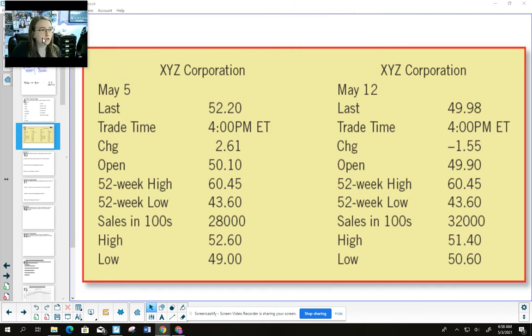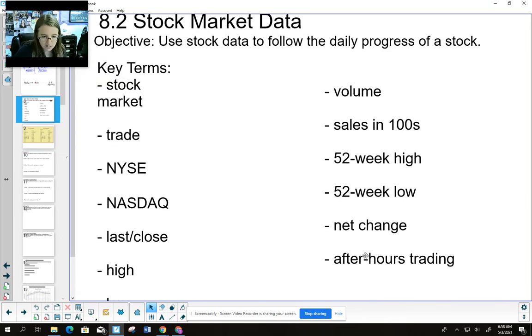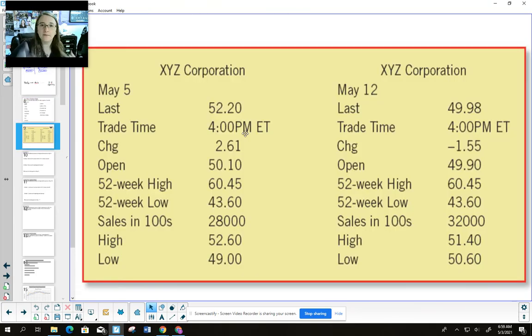So again, what we have here are just two summaries of 2 days of the same company, XYZ Corporation, whatever. A summary of the day's trading. Again, the stock market is open. It's a market, an actual physical place that is open from 9 a.m. to 4 p.m. So you can see the time right here, 4 p.m. That means the day is done. There's technically, again, after hours trading, which I think we talked about a little bit. But really, the official day is done at 4 p.m.